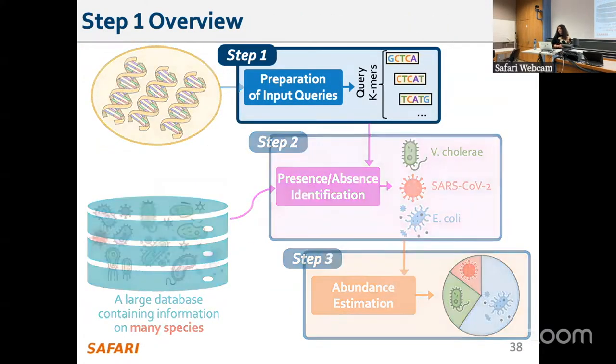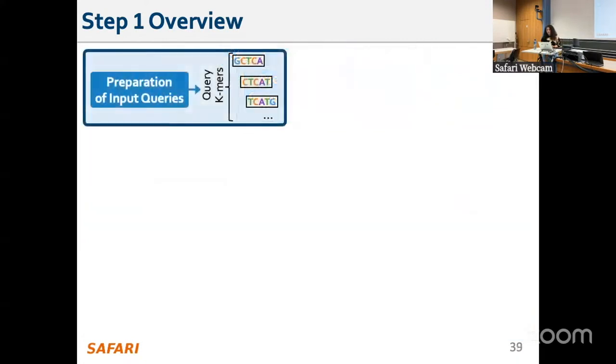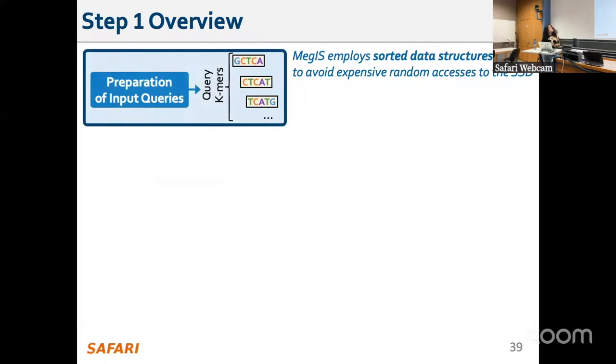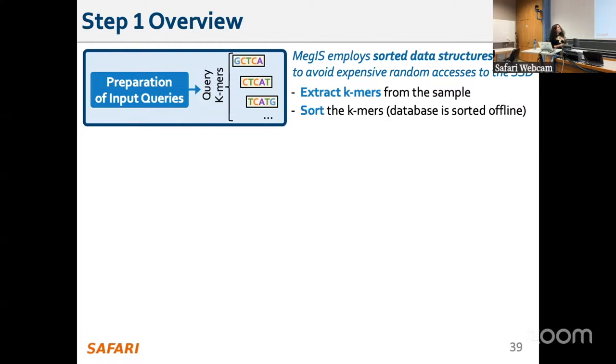So let's get started with step 1. MegIS works with sorted data structures so that it would avoid expensive random accesses to the SSD. So it means that the databases and all these query k-mers need to be sorted. Therefore, the preparation of input queries requires extracting k-mers from the metagenomic sample, and sorting these k-mers. Database k-mers are made offline and are sorted offline.